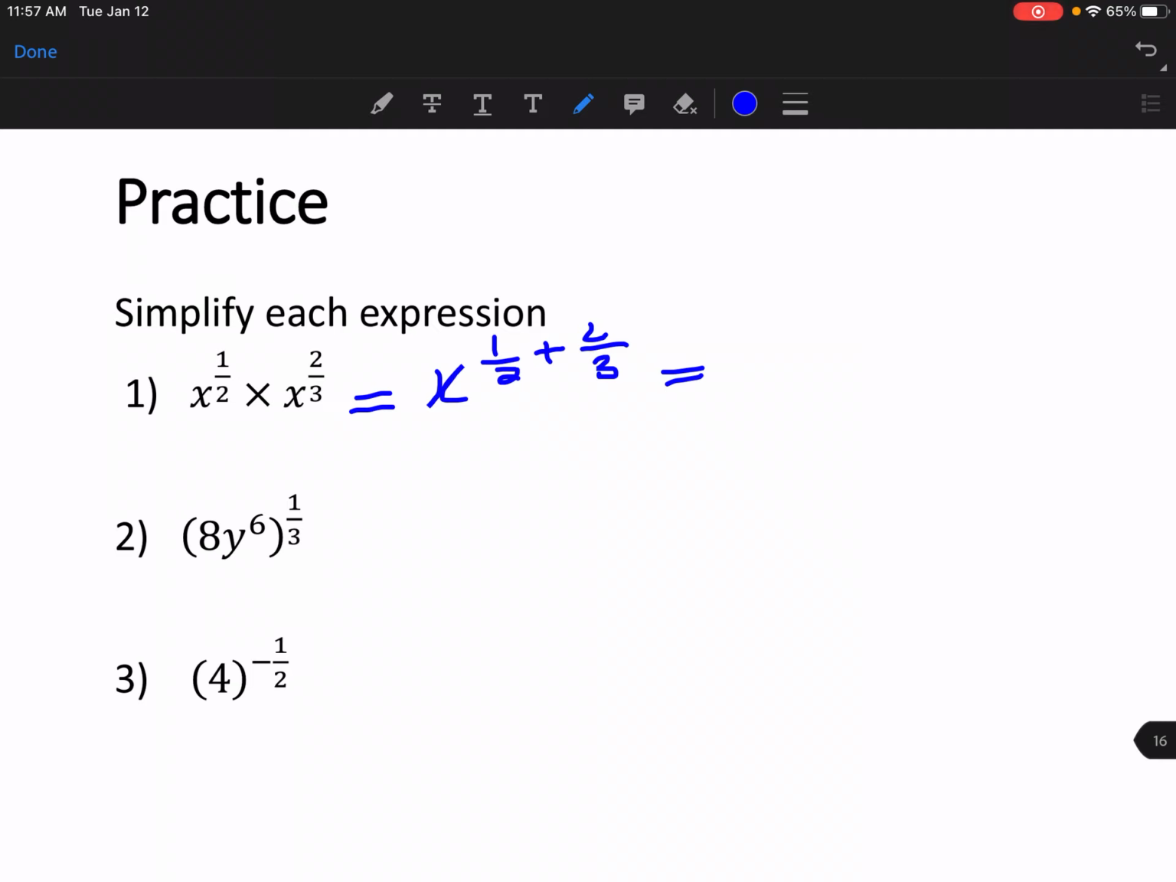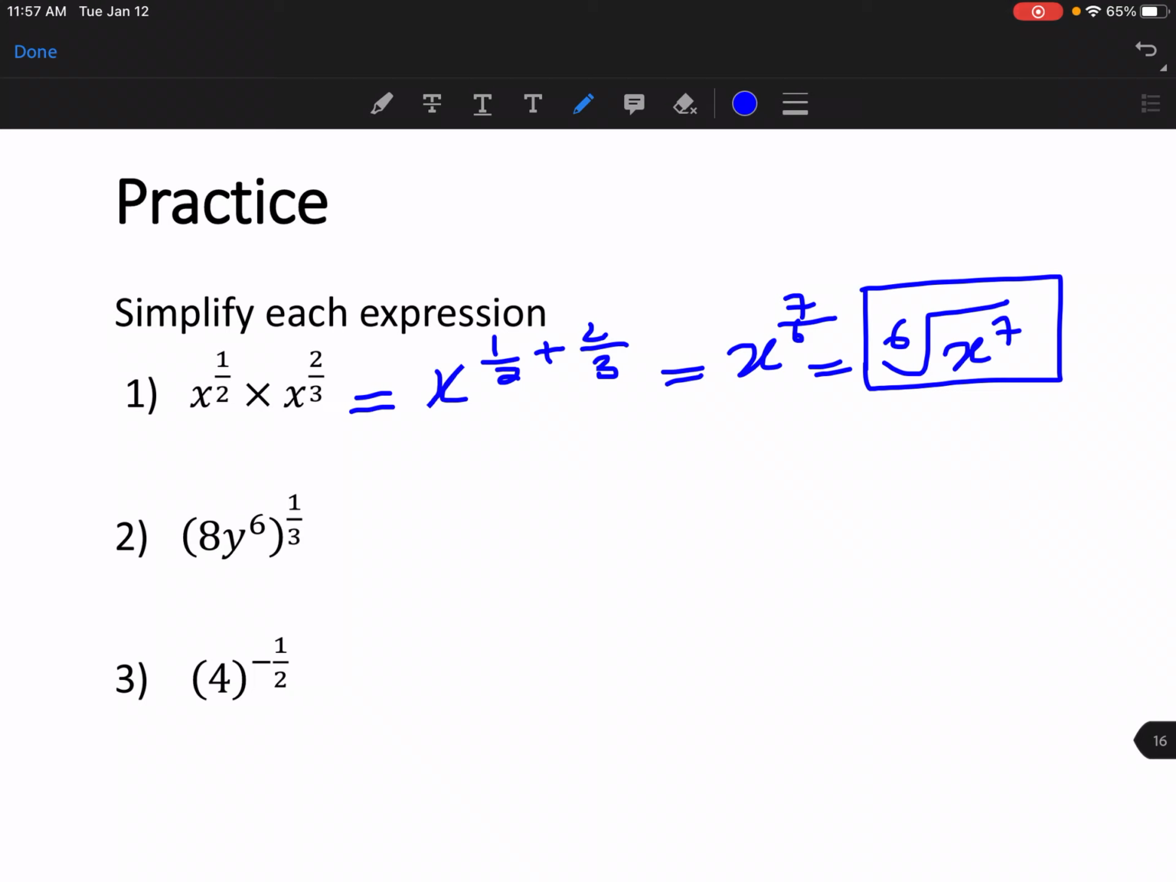And that gives us, I think, 7/6, because this will be, let me see real quick, 3/6 plus 4/6. So that will be x to the 7/6. You can leave it as that, or we can rewrite it in radical form, which is, my index is 6, so the 6th root of x to the 7th also.